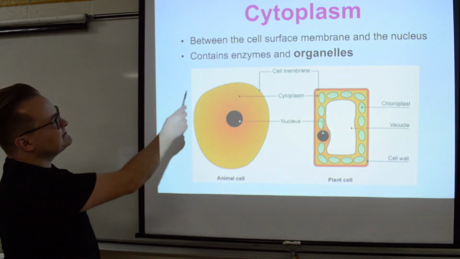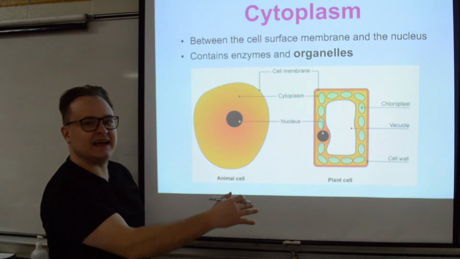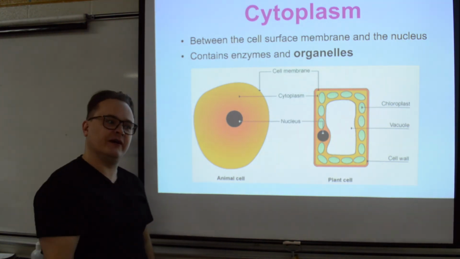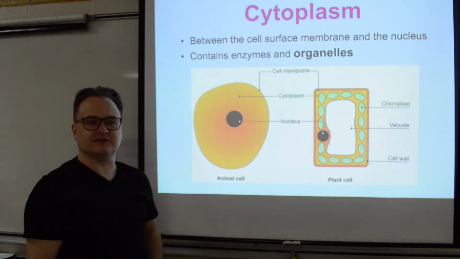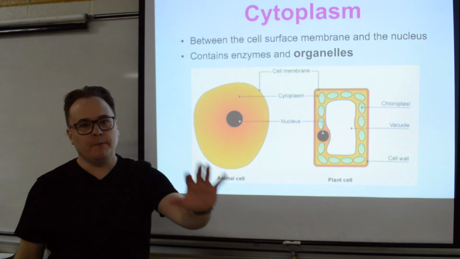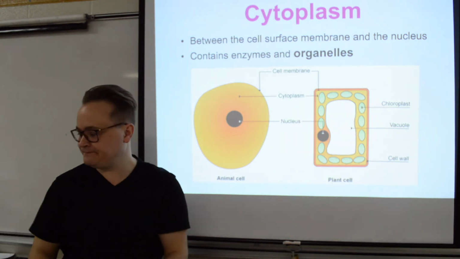So we could say it's between the surface and the nucleus. It contains enzymes and it contains all the organelles. So yes, the cytoplasm is where the mitochondria is. It's where the Golgi bodies are. All the things float around in the cytoplasm. It's the slime. So pause this if you want and get that down, and I'm going to move on.